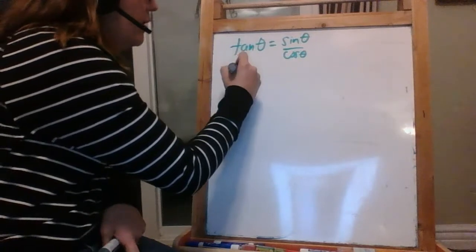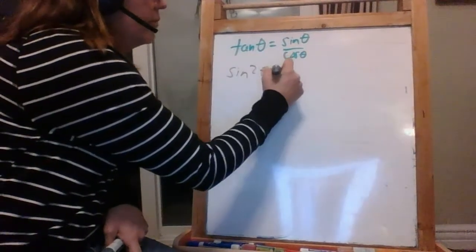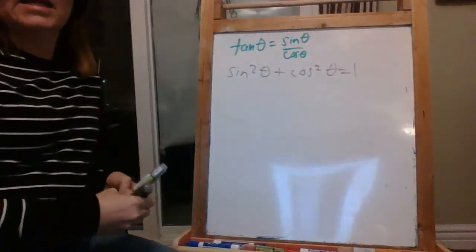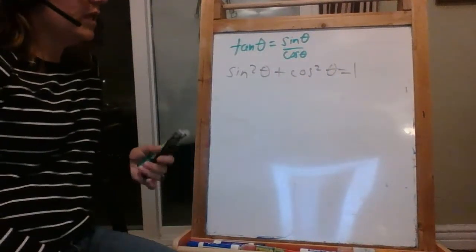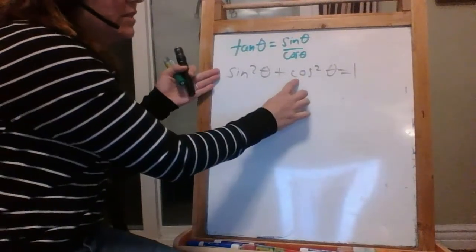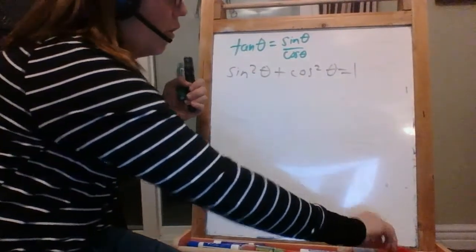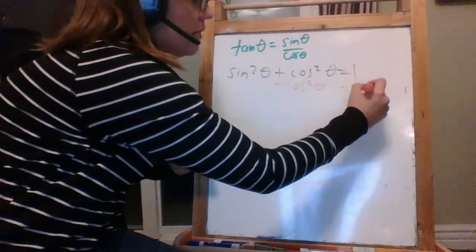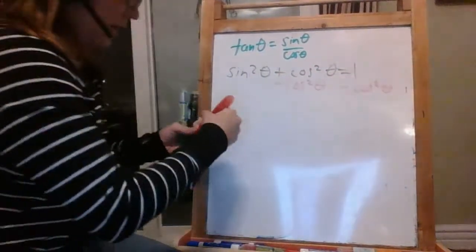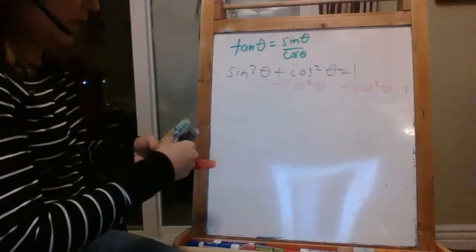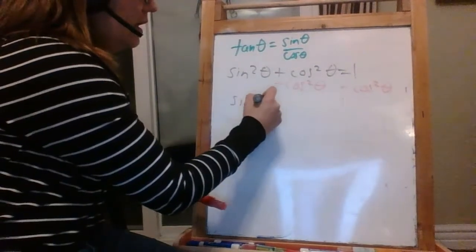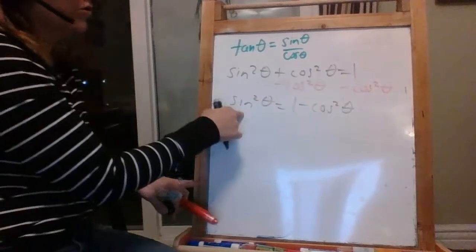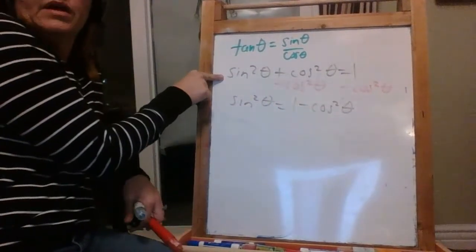So if we look at sine squared theta plus cosine squared theta equals 1, that's just the basic identity, but there are different forms. We could subtract cosine squared over. So if we subtract cosine squared theta to the other side, then we get an alternate form, which is sine squared theta is 1 minus cosine squared theta. So that's another alternate form of this original Pythagorean identity.